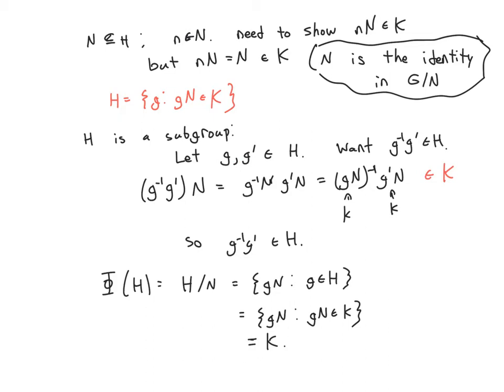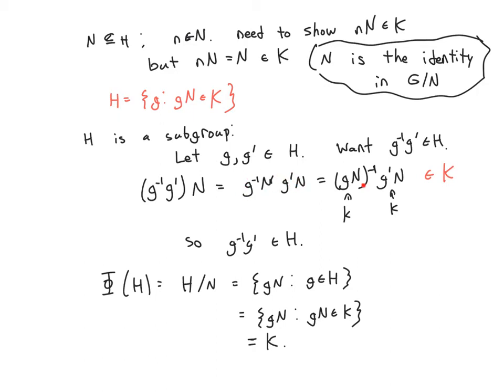Let G and G prime be elements in H. Well, then we want to show that the shortest version of the subgroup property works. We want to show that G inverse G prime is in H. Well, what does that mean? We want to show that G inverse G prime times N is an element in K. That's not too hard to show because this factors as G inverse times N times G prime times N.